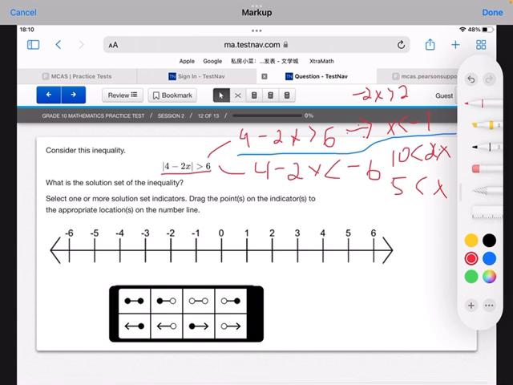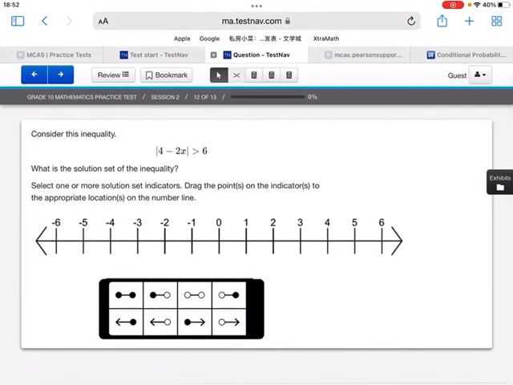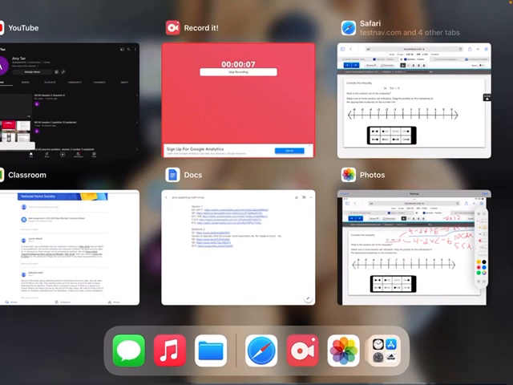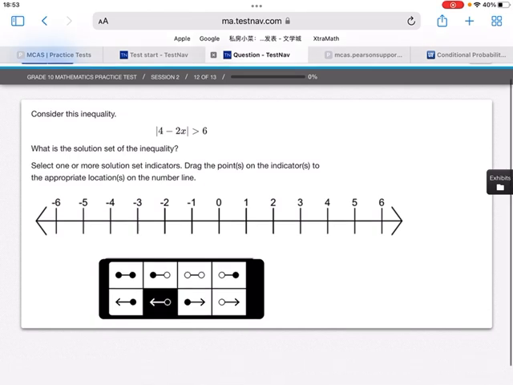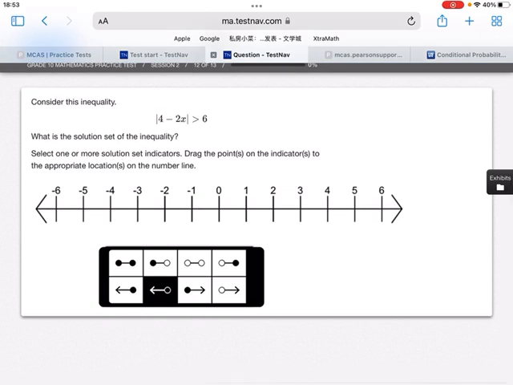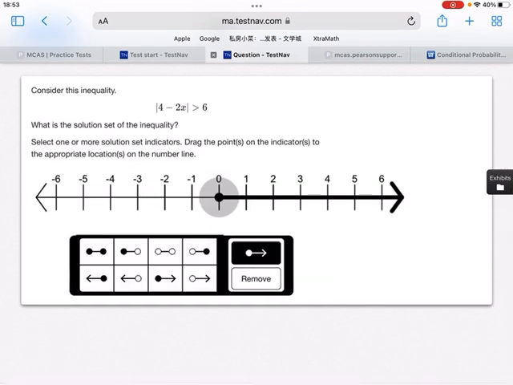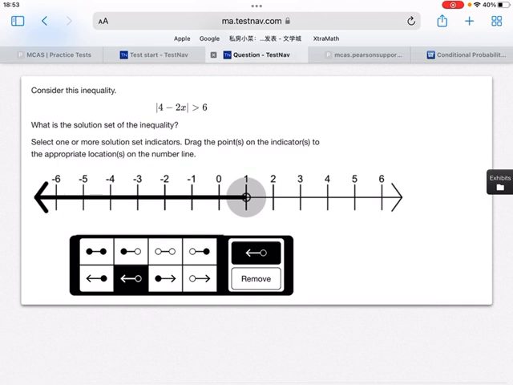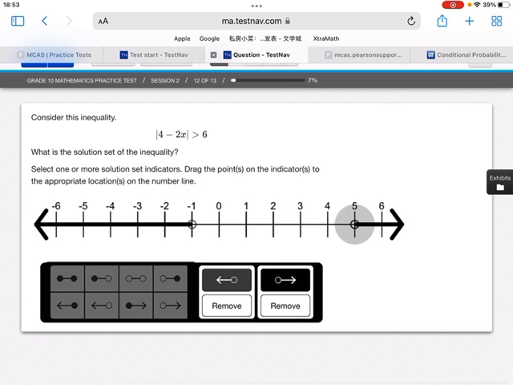So what you can do now is go to the real MCAS. Remember, x is less than negative 1, and the sign was the shaded in bubble. How do you do this? I'm on an iPad right now, so I have no idea how you do this. Oh my gosh. Remove. Okay, so you click that. Oh, okay. So that would be my final answer: less than negative 1, but greater than 5.